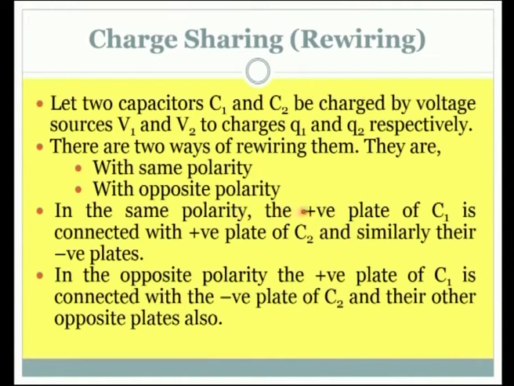In the same polarity, the positive plate of C1 is connected with the positive plate of C2, and similarly their negative plates are also connected. In the opposite polarity, the positive plate of C1 is connected to the negative plate of C2 and vice versa. The negative plates are also connected. So, these two cases we will take up for discussion. The title for this is rewiring. After the two charged capacitors are connected with the same polarity or opposite polarity, what is likely to happen? Case by case we will see.